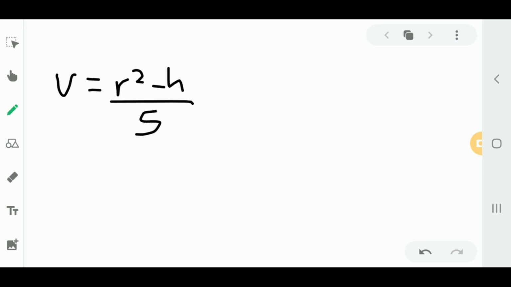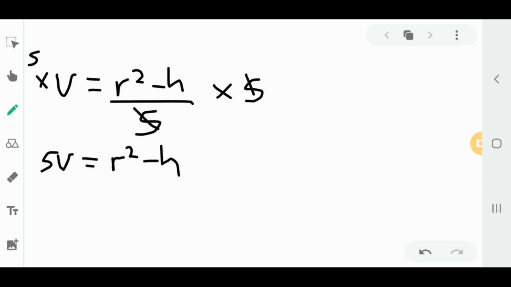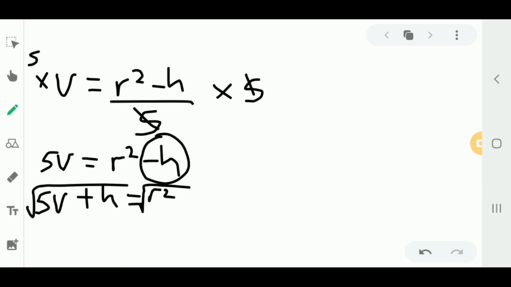So let's say we have V is equal to R squared minus H over 5. Again, get rid of the denominator first. So multiplying both sides by 5. So 5V is equal to R squared minus H. Then we get rid of this here. So we have 5V plus H is equal to R squared. And again, we square root in both sides. So R is equal to root 5V plus H.